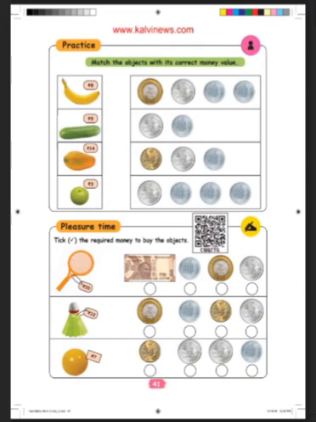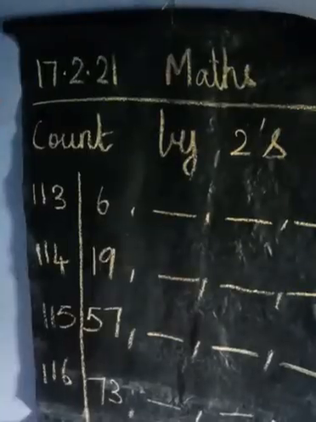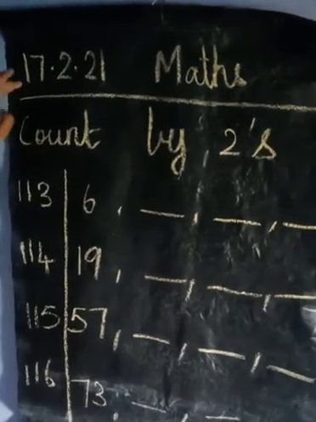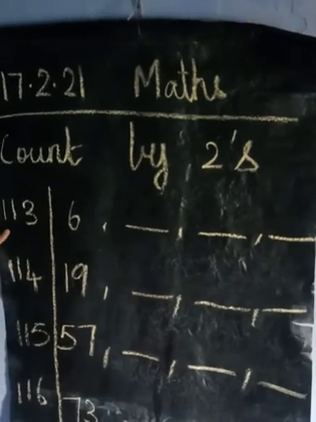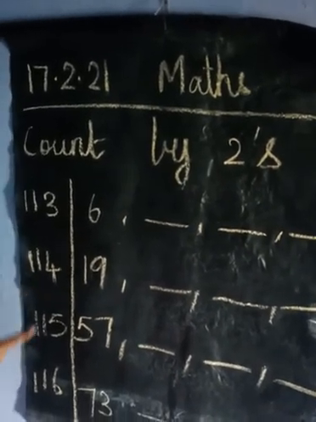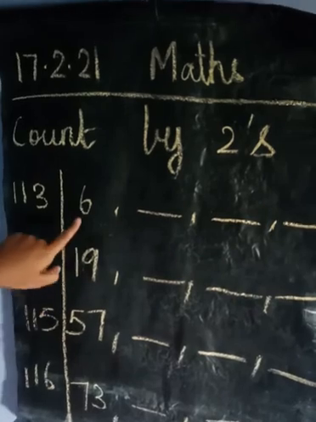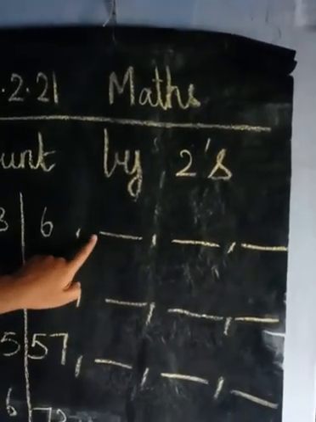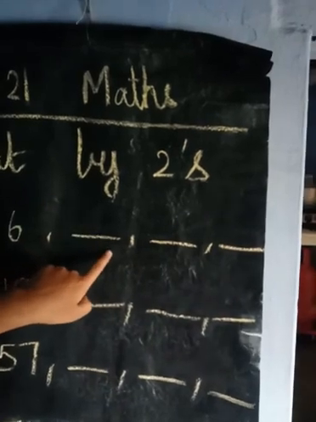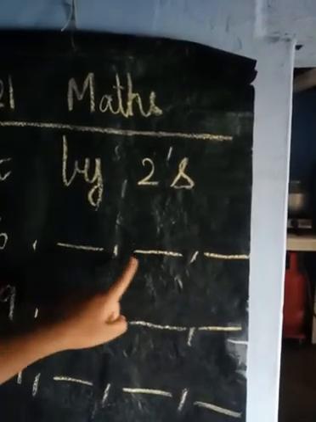Now all take your note. In your note, first write today's date. Then you have to write count by twos. Then write the continuous numbers 13, 14, 15, 16. See here, 16. Then you have to leave one finger gap, then a comma, one finger gap. Then you have to put dashes. How many dashes, you know, no? 3 dashes. 1, 2, 3.